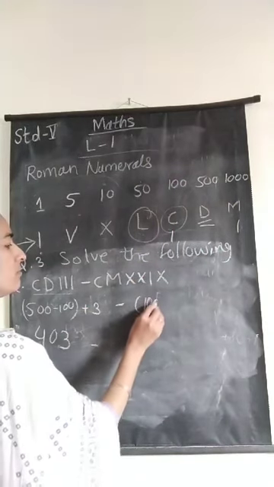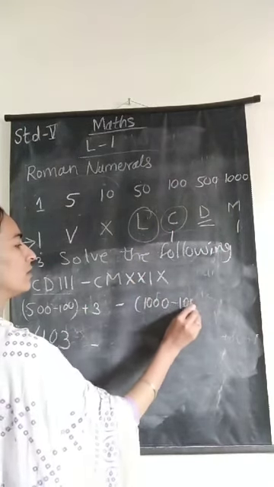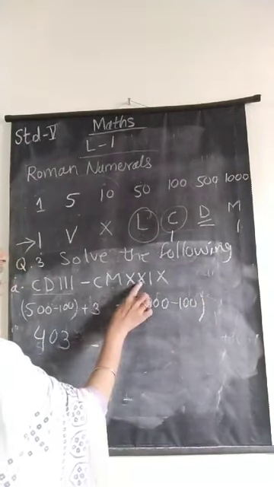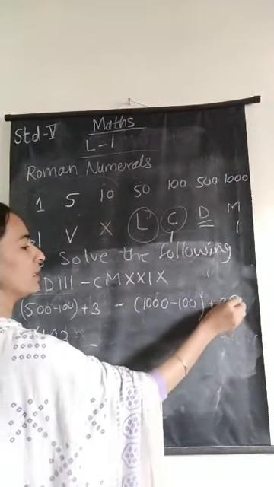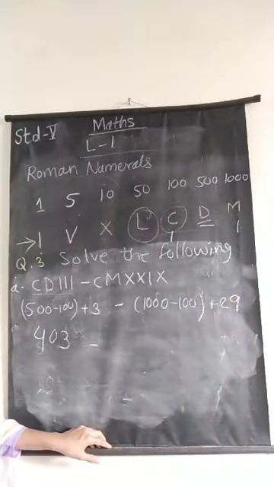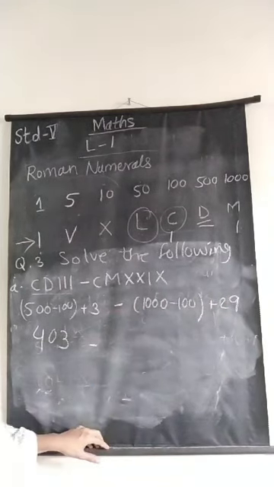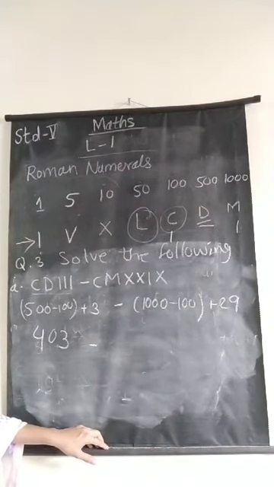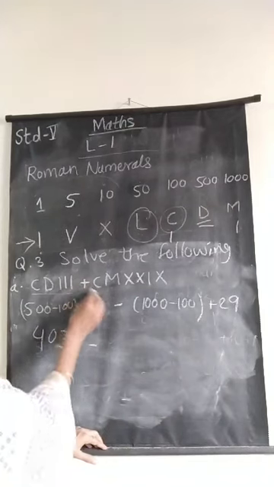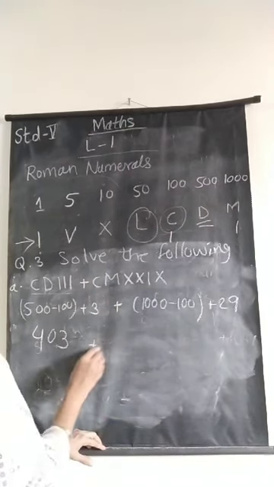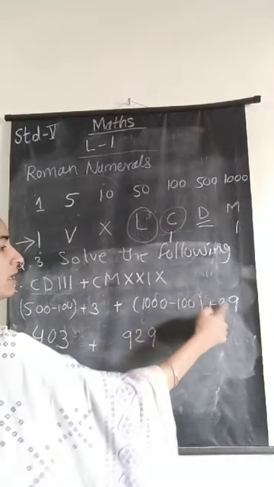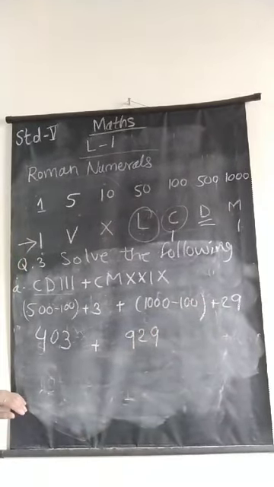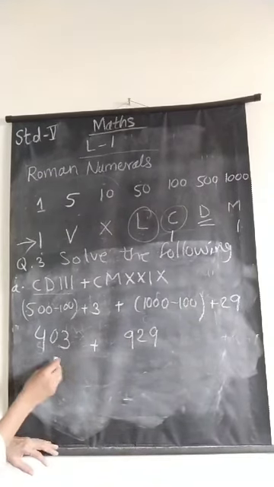So 1000 minus 100 is 900. Then this is XIX, 10 plus 10, 20, and plus 9, 29. So it is 900 and, which number is it? 929. Yes, students, the question is for addition, not for subtraction, okay? So this is 929. 1000 minus 100, 900. 900 plus 29, 929.